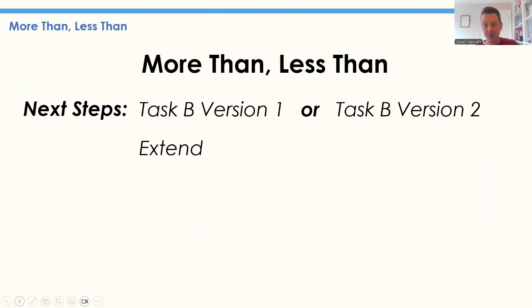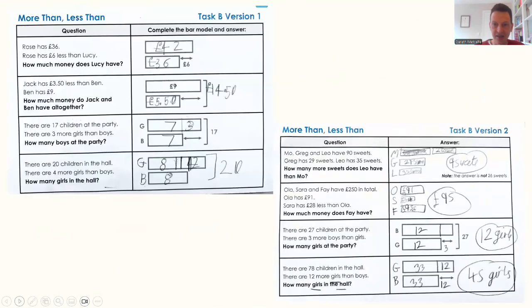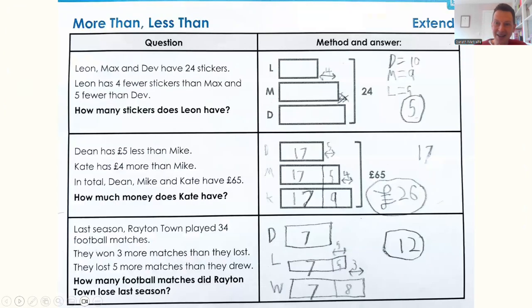They'll do task B, either version 1 or 2, and then there's also an extend task. So essentially, task B version 1 is the same content. It might be a little bit more scaffolding there. The challenge in the calculation might be a little bit less as opposed to task B version 2. So you can use that as is appropriate to your class. And then we've got some fantastic extend tasks to really develop the challenge.